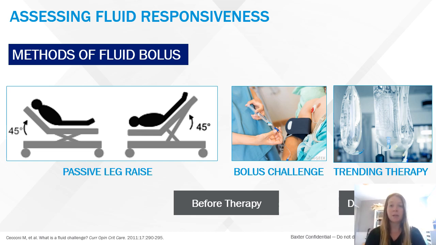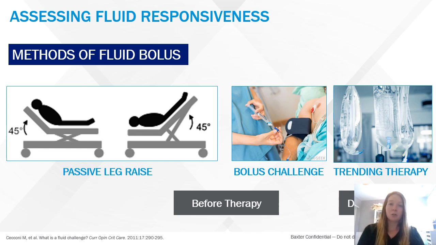So some common contraindications could be acute respiratory failure. If you are on ICP precautions, say you have a trauma and have hip dislocations, or say your patients don't have legs, so bilateral amputees. Now, if you cannot do a passive leg raise, you can of course do a bolus challenge.